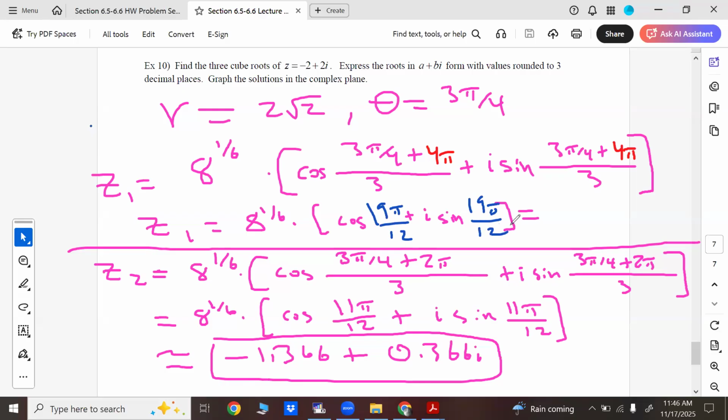Yeah, it's just fractions. Cosine 19 pi over 12 times root 2. Yeah, it's reversed. It's 0.366. Is it minus 1.366i? Yeah, good. Okay, cool. Those are your roots. So we're done with the complex number stuff.